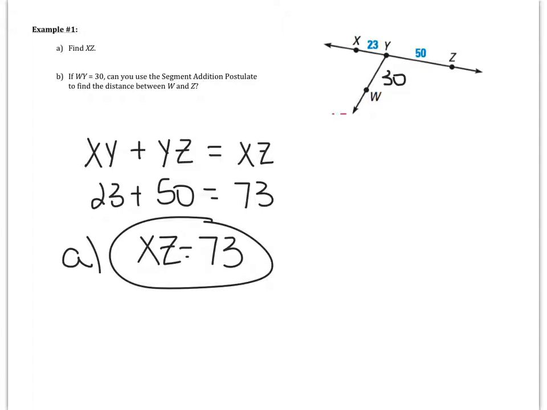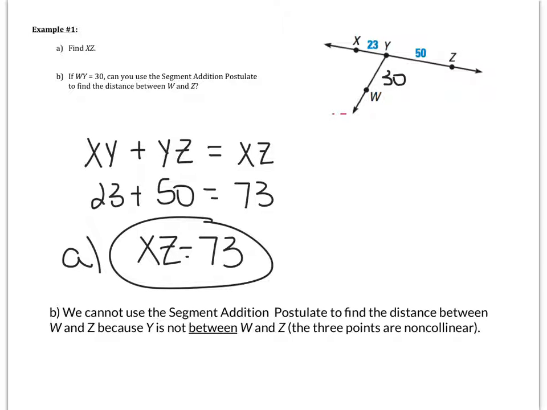But the key here is that Y is not between the W and the Z in order for us to assume that WY and YZ would equal the length between W and Z, because Y is non-collinear with the W and the Z. So therefore, we cannot use the segment addition postulate to find the distance between W and Z. Once again, our answer would be we cannot use the segment addition postulate to find the distance between W and Z because this point Y is not between W and Z. In order for us to use the segment addition postulate, the 3 points would have had to have been collinear, and they are non-collinear points.